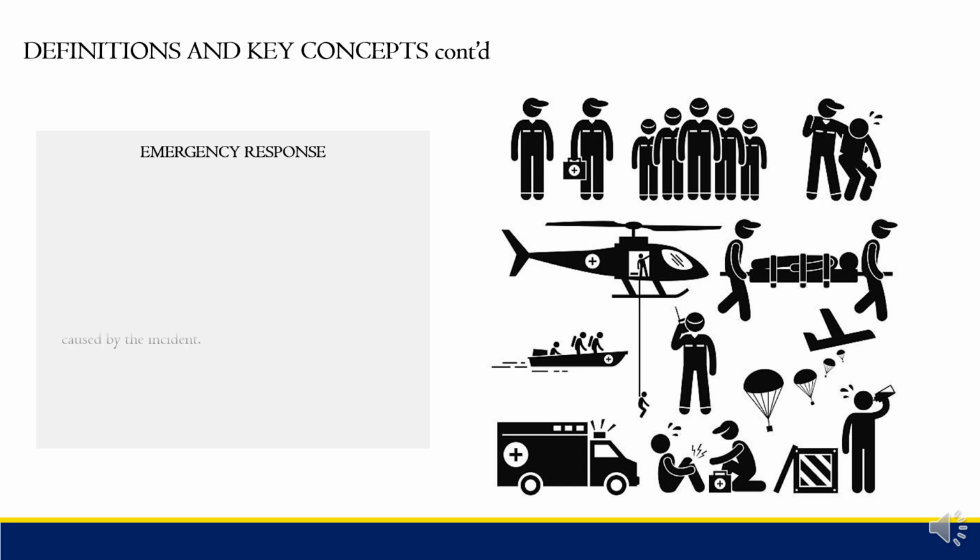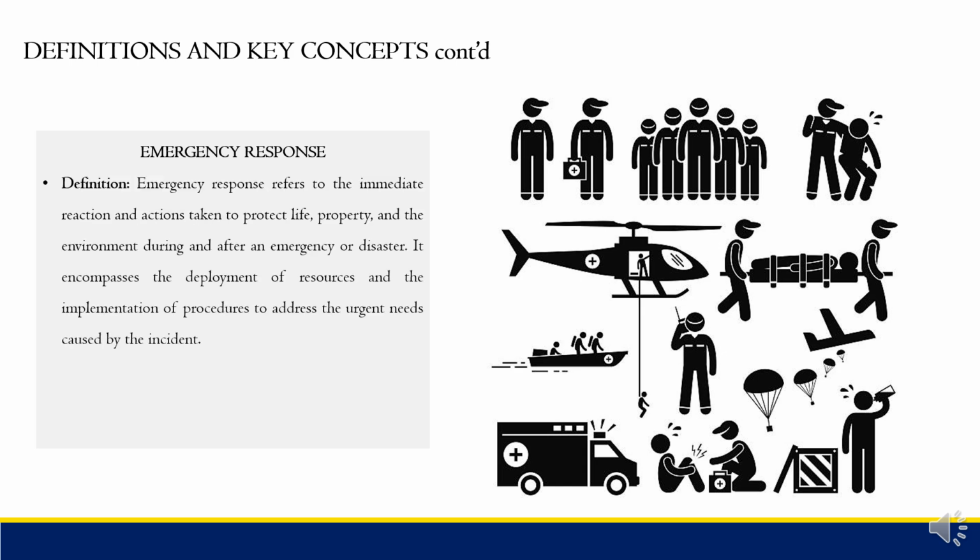Emergency response. Definition. Emergency response refers to the immediate reaction and action taken to protect life, property, and the environment during and after an emergency or disaster. It encompasses the deployment of resources and the implementation of procedures to address the urgent needs caused by the incident. The key elements are alerting, mobilization, rescue operations, medical aid, and initial recovery efforts.